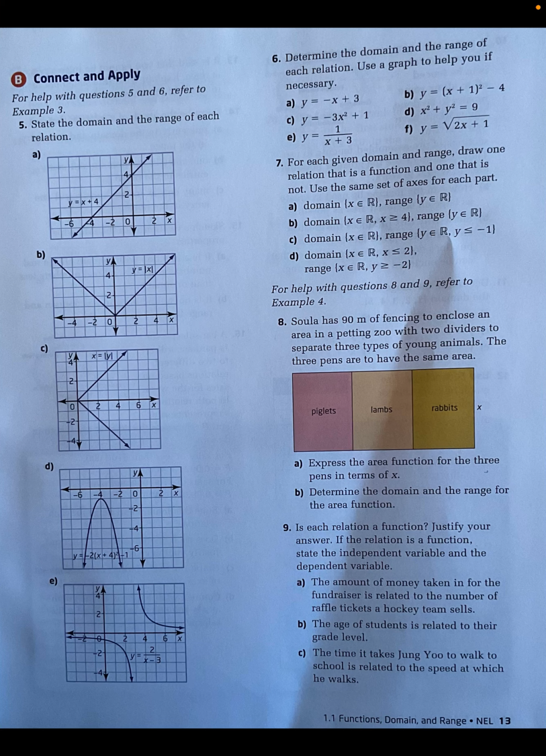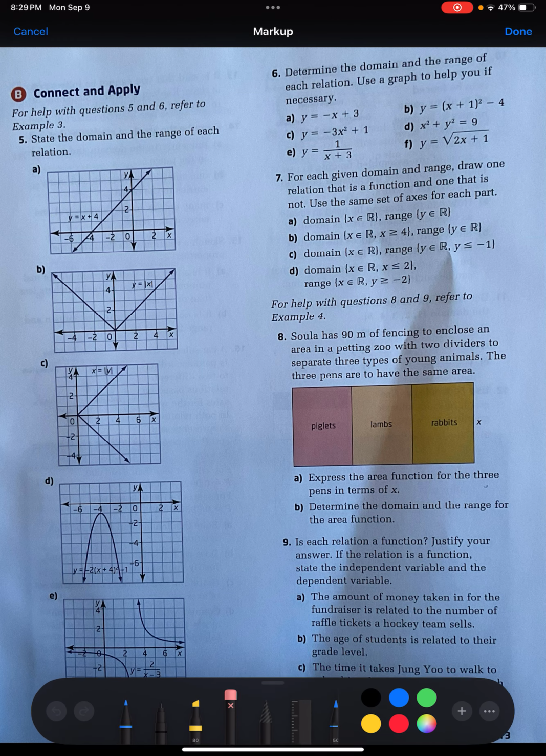Okay, we're looking at question 6. Determine the domain and range of each relation. Use a graph to help you if necessary.